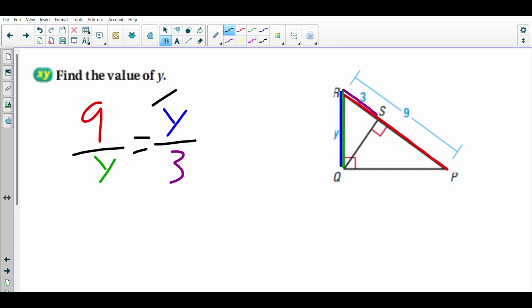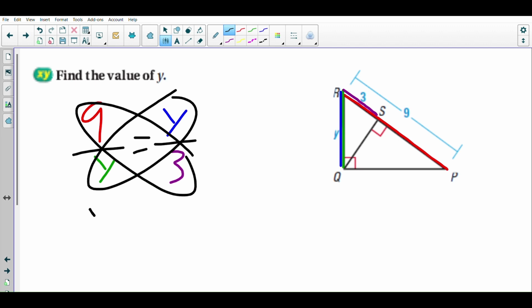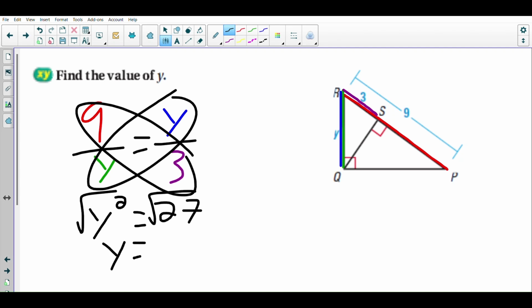There's our proportions. So now, simple game of proportions. Cross multiply. So we get y squared is equal to 27. Take the square root on both sides. So you get y is equal to 5.2, approximately actually. And there we go. There's the value of y.